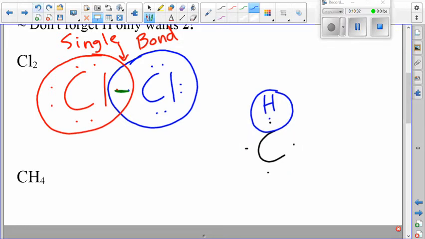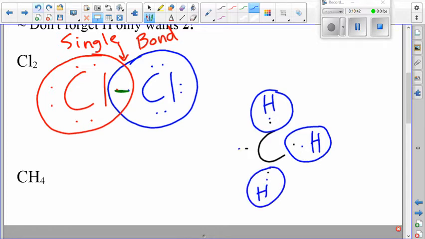The next carbon I'll put right here. I got 4 to work with. So now this guy's happy. Now I got another hydrogen here. That guy's happy. And I got one last hydrogen right there. He's also happy. And now what happens is carbon at this point has 1, 2, 3, 4, 5, 6, 7, 8 valence electrons around it.